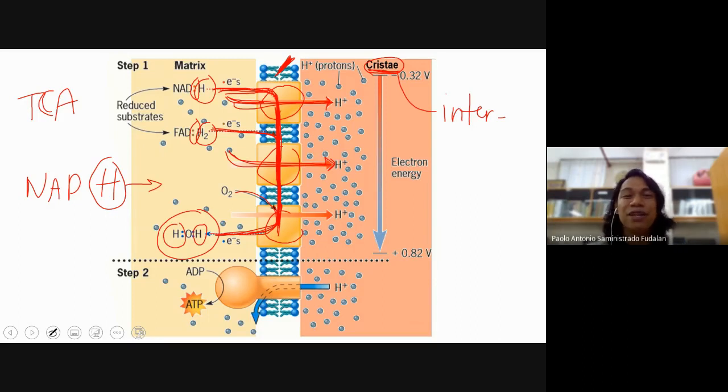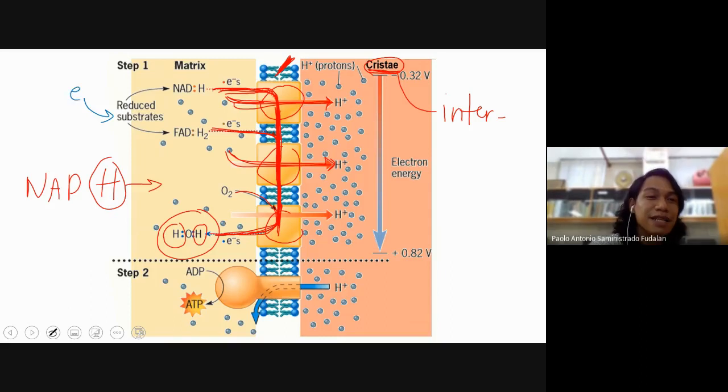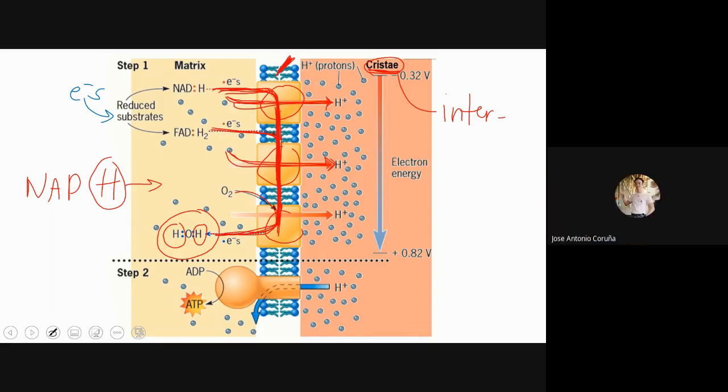So another question, where were the electrons from in the first place? Before they were in the NADH and FADH2, where did the electrons come from? Let's just answer that first. Where were the electrons from? Which molecule did you break so that you can remove the bonds and the electrons in the previous processes? From pyruvate, sir. From pyruvate, and pyruvate was from? From glucose, sir. Yes.